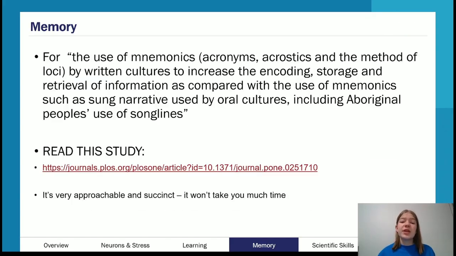We have a dot point here where it talks about the use of mnemonics, acronyms, acrostics, and the method of loci by written cultures to increase the encoding, storage, and retrieval of information, as compared with the use of mnemonics such as sung narrative used by oral cultures, including Aboriginal people's use of songlines.